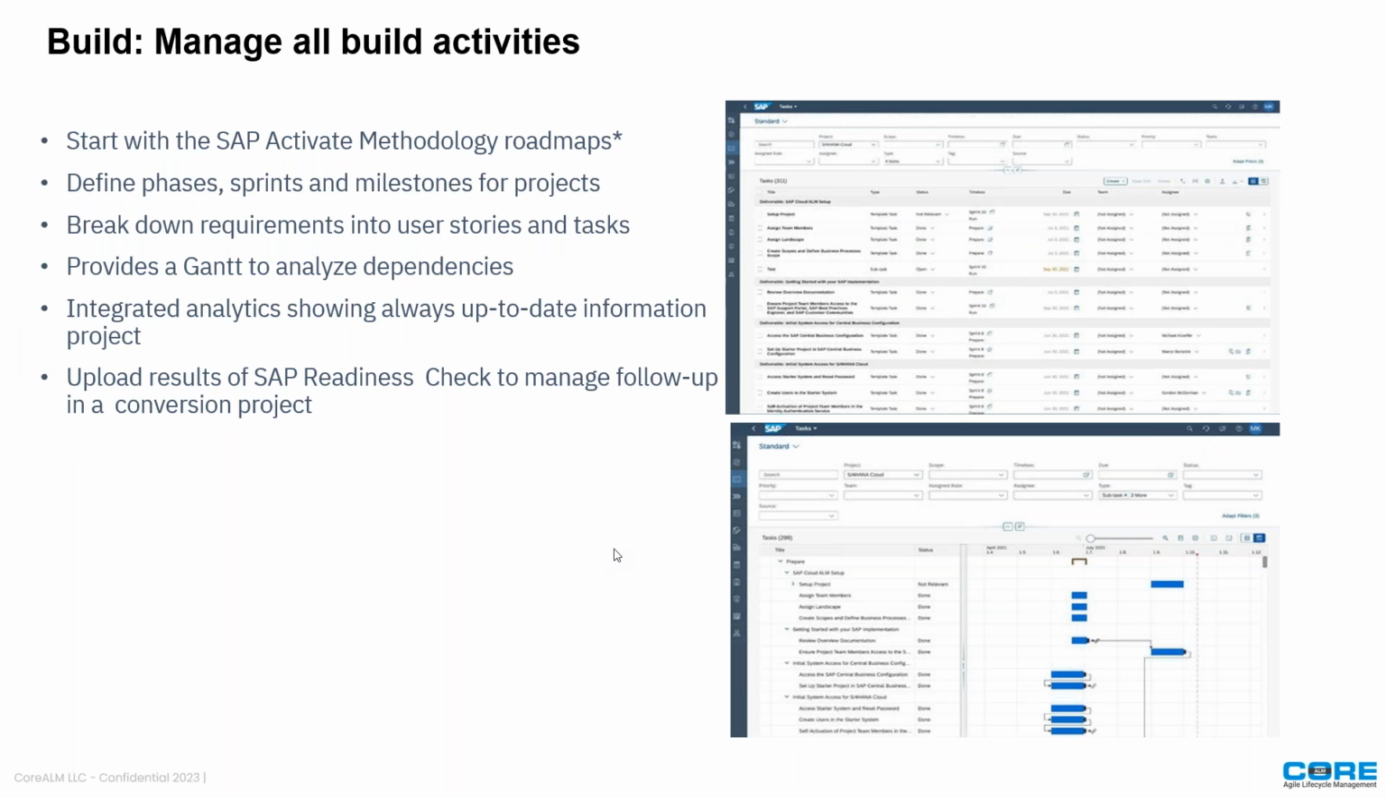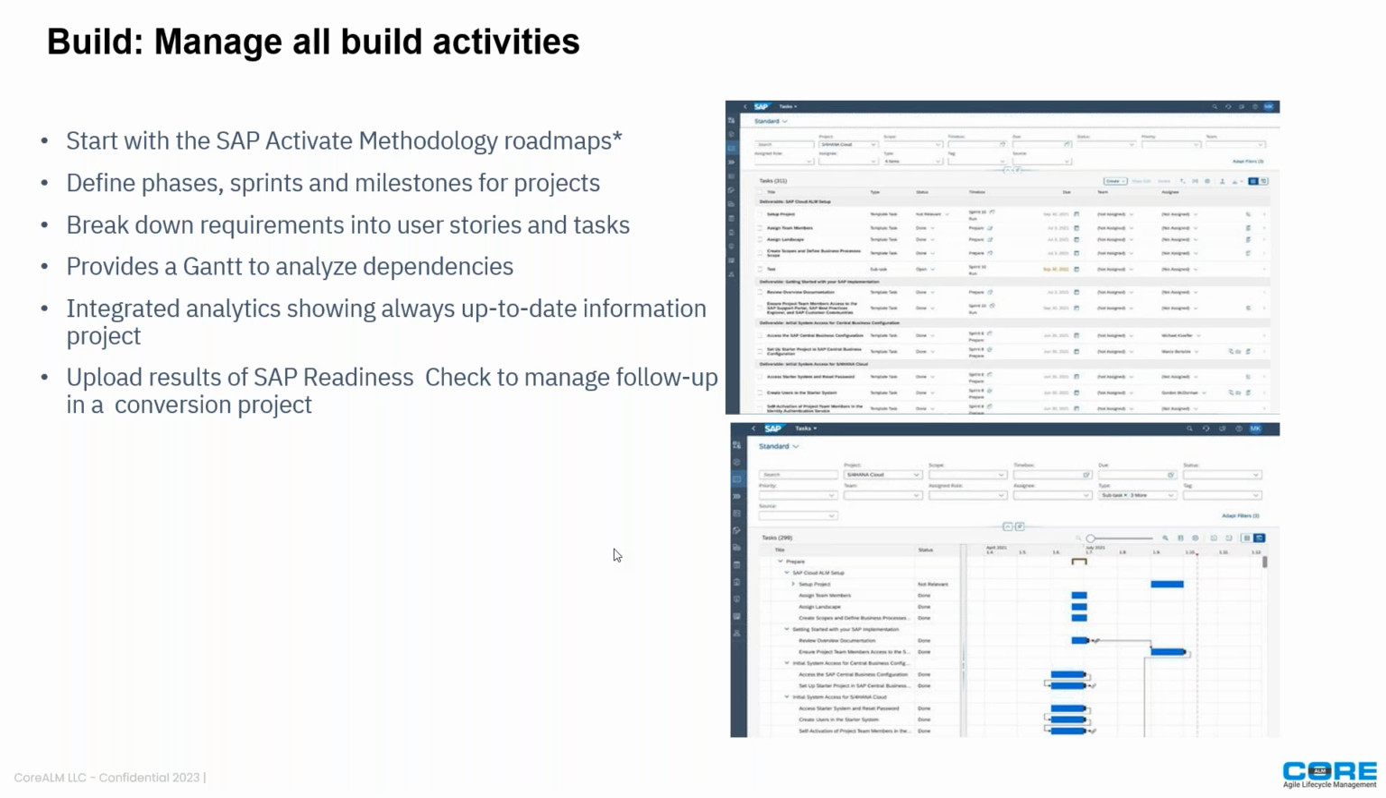From a build perspective, this is where you will start primarily with the SAP Activate, so you'll have all of the Activate tasks. Then in addition to that, you can define phases, sprints, and milestones for the project. So for example, depending on how many phases and the different methodologies that you will use, you can define those phases, customize it, and you can have different sprints and milestones for each one of the tasks. You can break down all of the requirements into different, let's say, user stories, tasks, and subtasks as well, for you to be able to deliver a project.